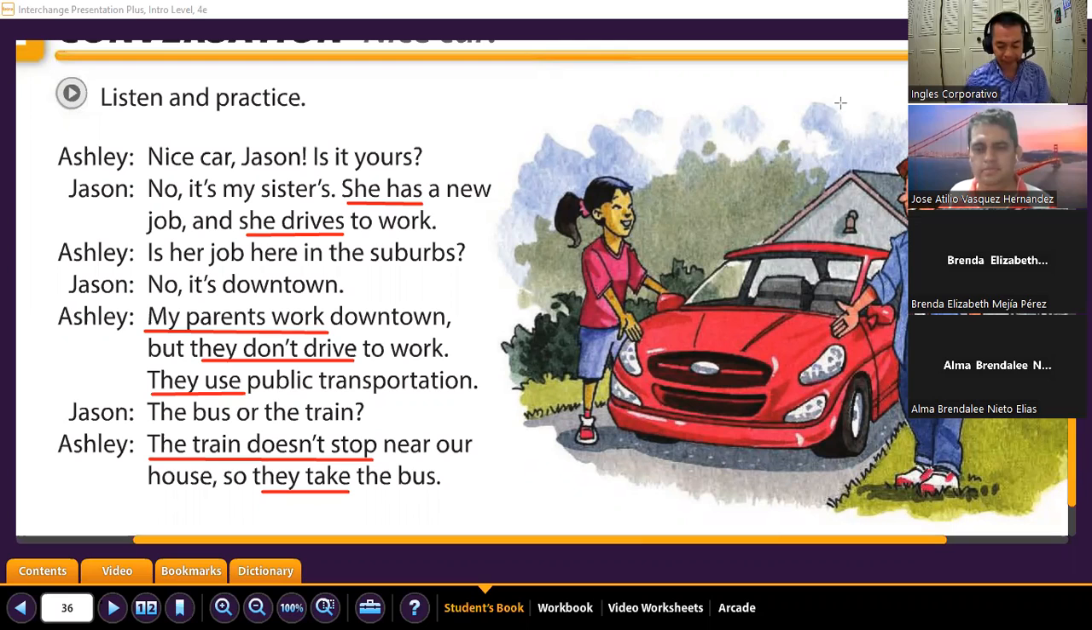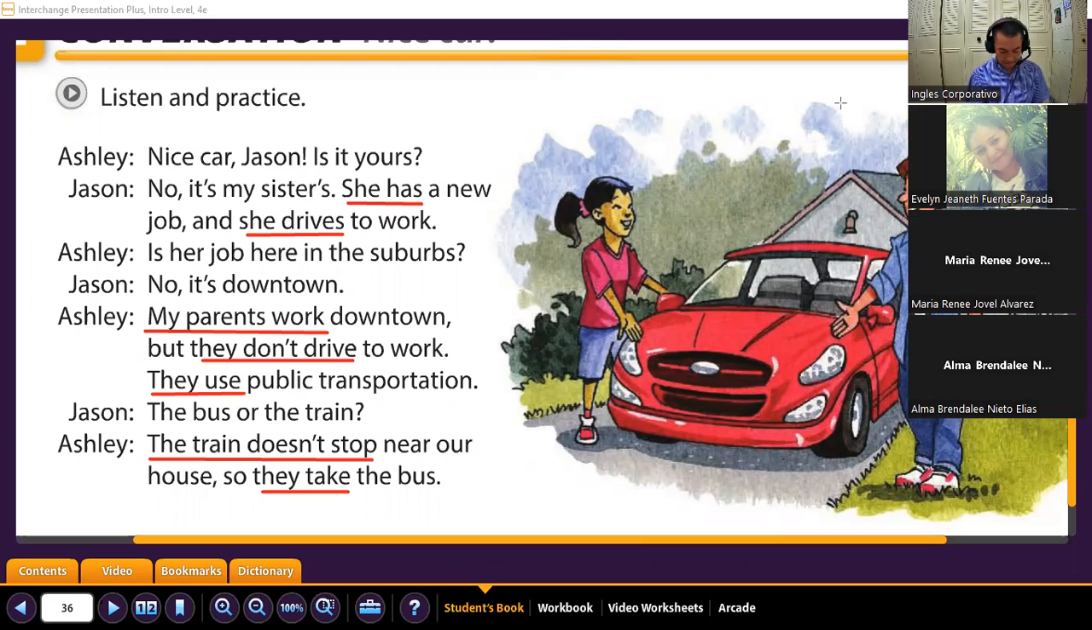Nice car, Jason. Is it yours? No, it is my sister. She has a new job and she drives to work. Is her job here in the suburb? No, it's downtown. My parents work downtown, but they don't drive to work. They use public transportation. The bus or the train? The train doesn't stop near our house, so they take the bus. Okie dokie. Thank you very much.